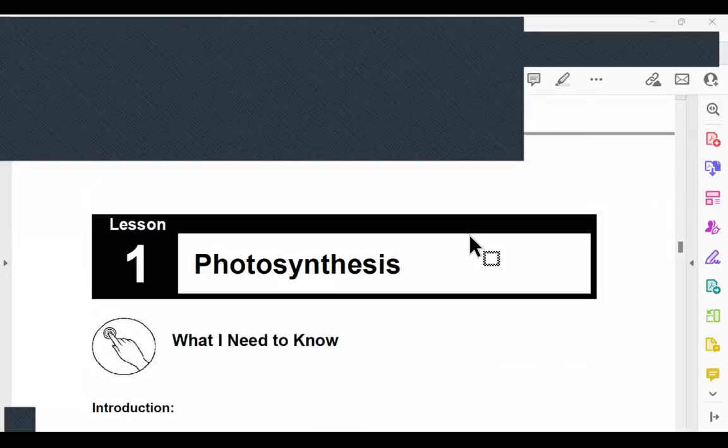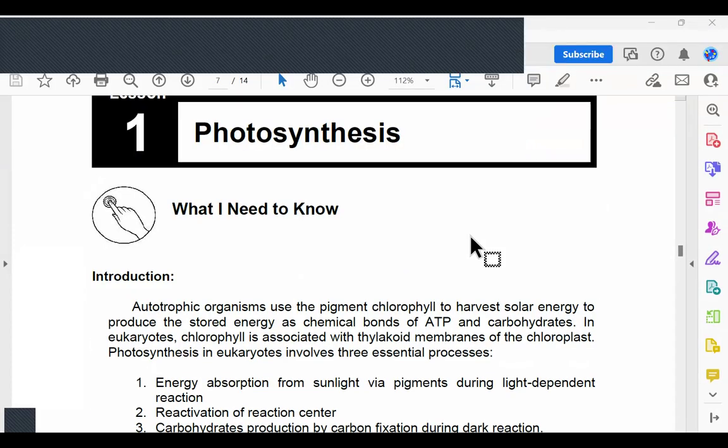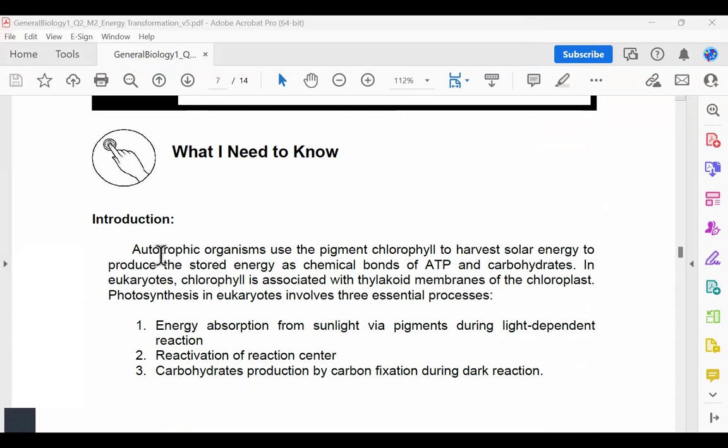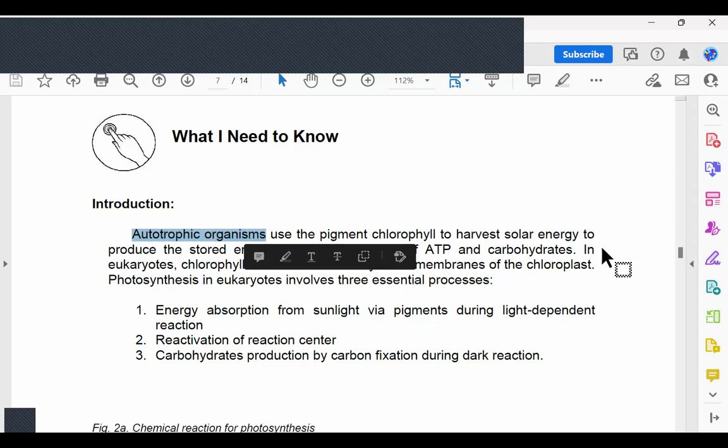Okay, so this is your module, and as commonly, it would just tell you about the common vocabularies. Let's go through it. Autotrophic organisms use the pigment chlorophyll to harvest solar energy to produce the stored energy as chemical bonds of ATP and carbohydrates. So you have autotrophs. They basically produce their own food as compared to heterotrophs.